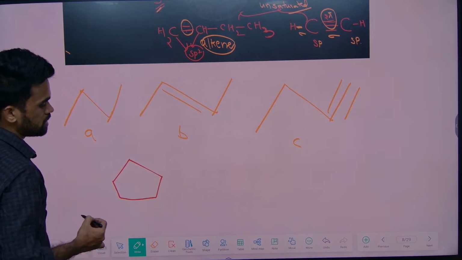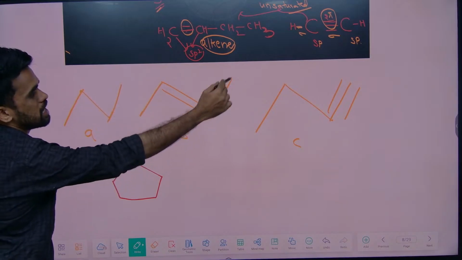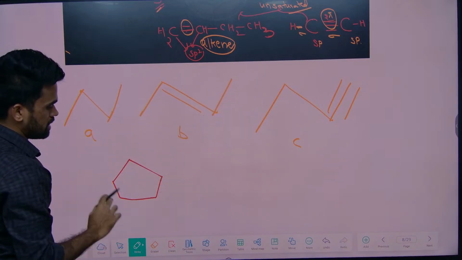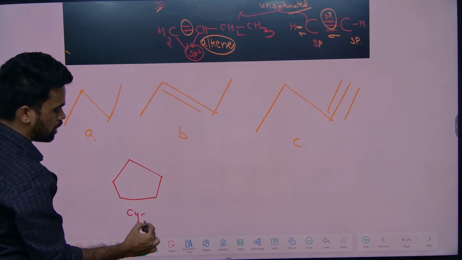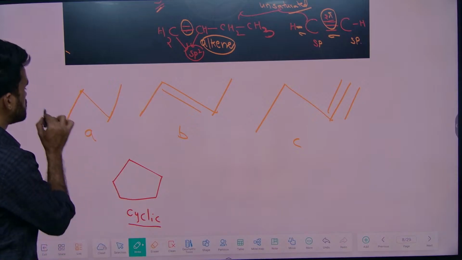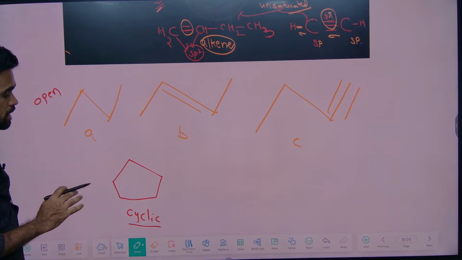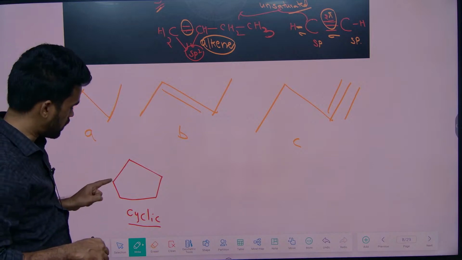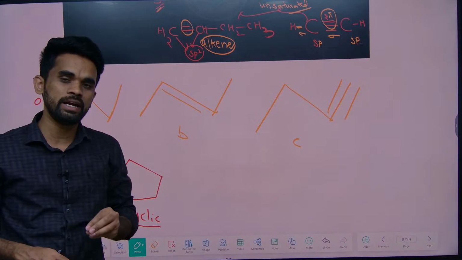If you have seen the compounds, I have made them like straight chains, open chains. This is like a closed ring right now. So you can say these compounds are cyclic compounds. These are open structures, and these are cyclic forms. How many carbons are you seeing? 1, 2, 3, 4, 5. So you can simply call it cyclopentane.